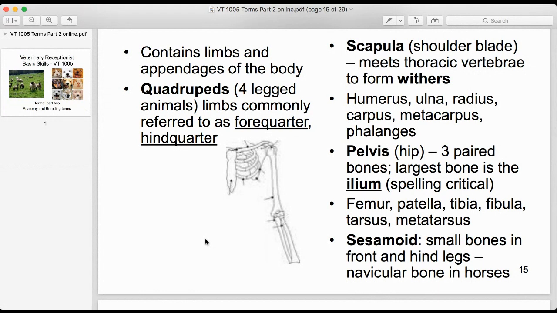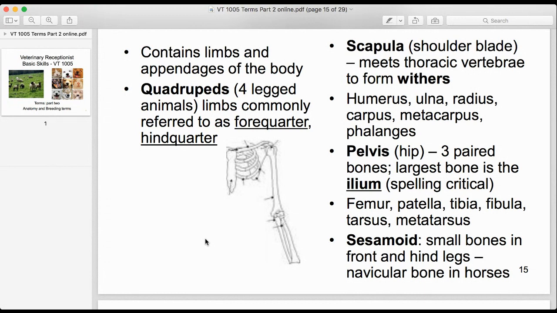Then there are small bones that can be around the front and hind legs. It's called the sesamoid bones, like a sesame seed, very round and kind of flat. And one of the main sesamoid bones you will need to know is the navicular bone found in horses. It's down near the hoof area on the back, the caudal aspect of the leg, and it's called the navicular bone, and they have a lot of problems with that.